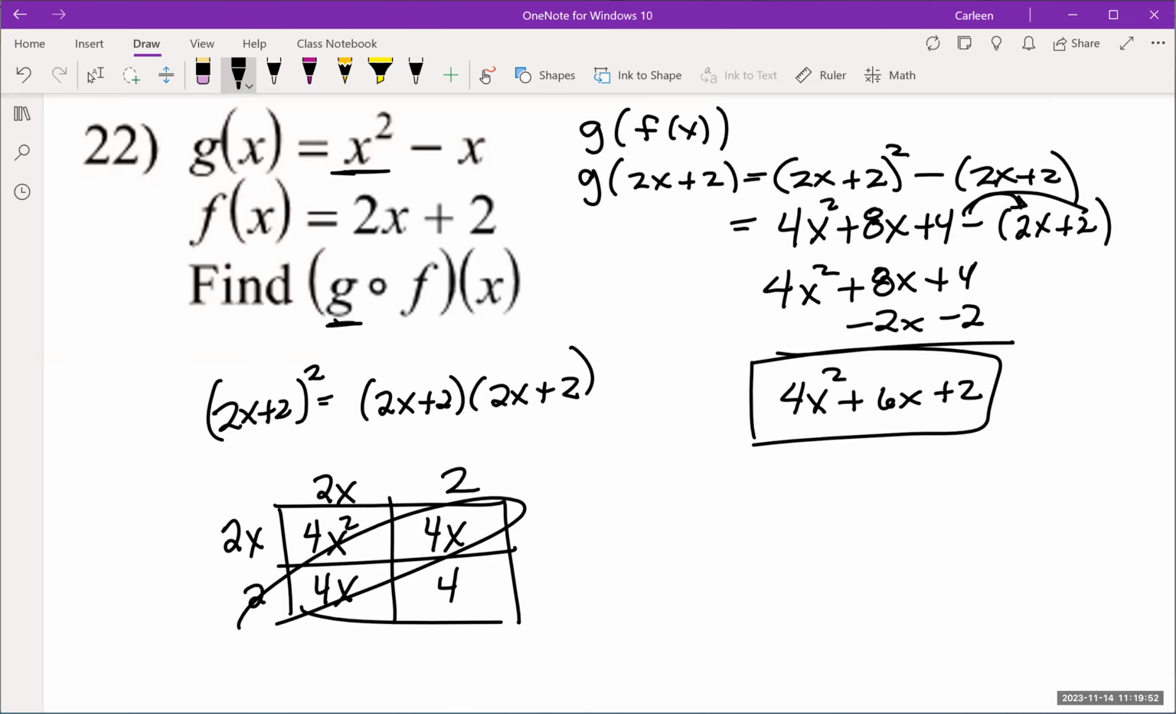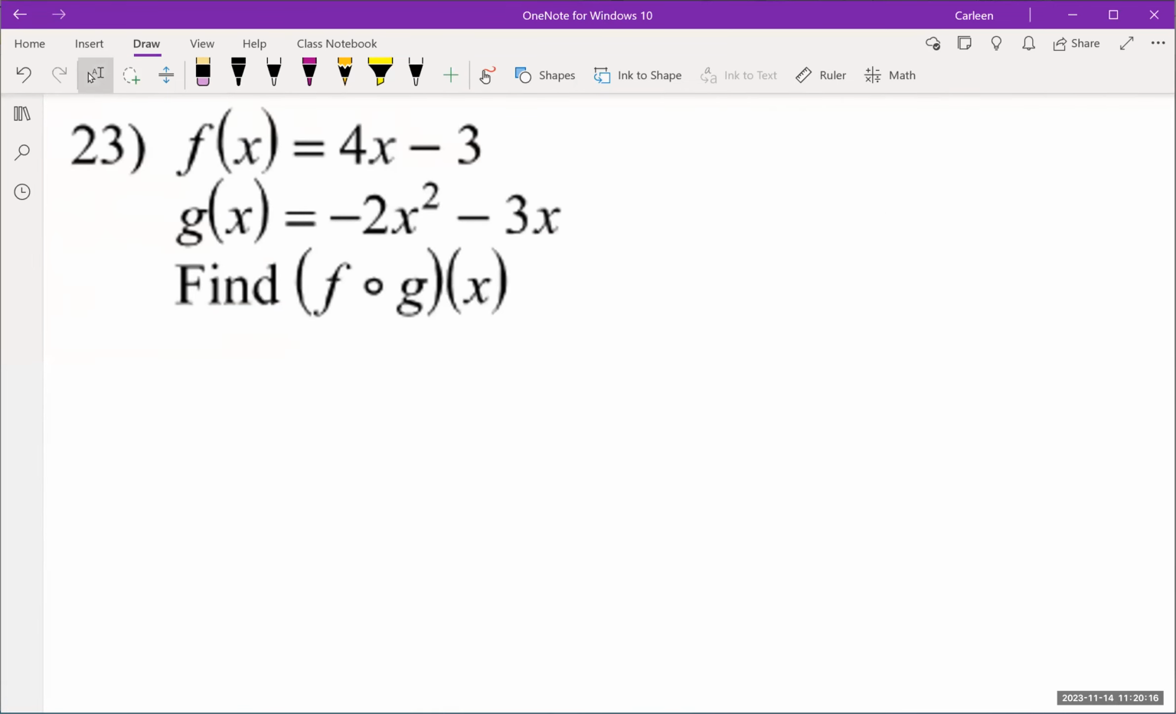Okay, these are not bad unless you actually have to make a FOIL box in the middle of the problem. And then my attention span just goes, lose interest. So I'll admit, that's not fun. I hate having to make a FOIL box in the middle of a composition problem, but the rest are not bad. It makes you appreciate the other ones.